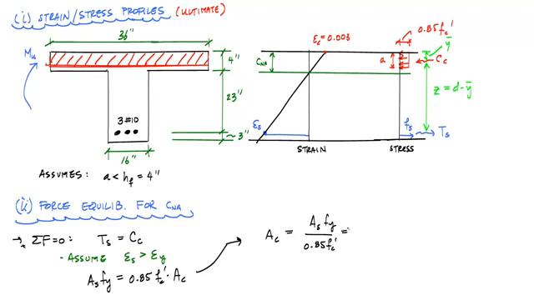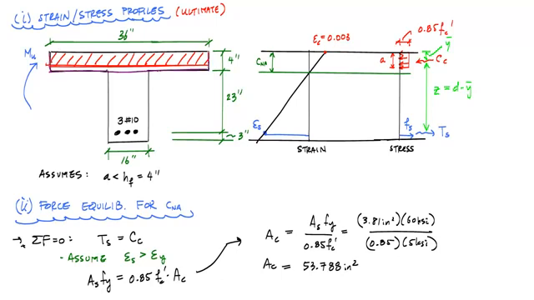And if I substitute some numbers, that's going to tell me I have 3.81 inches squared times 60 ksi divided by 0.85 times 5 ksi. And that tells me that the area in compression is 53.788 inches squared. And as long as this area in compression that I need is less than the area of the flange, which I'll put in purple here, here is the geometry of the flange of this T-beam, as long as that's true, then this assumption is true right here.